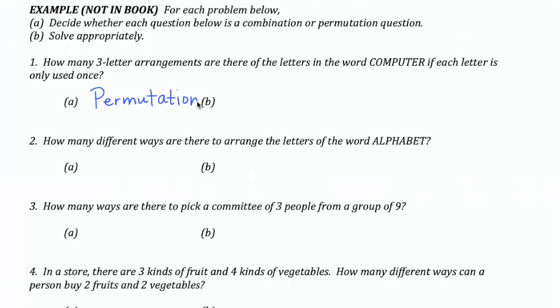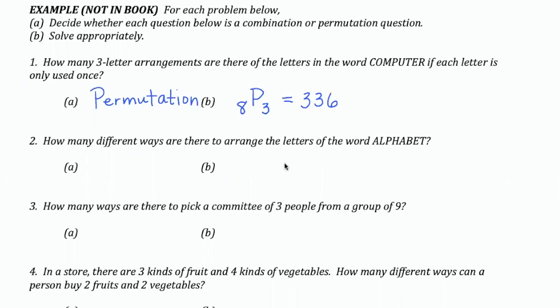Once we know it's a permutation, we're going to count up the total number of letters in the word computer, which is 8. And of those 8 letters, we are being told to use 3 in an arrangement. So we would need to calculate the value of 8P3. There are 336 different arrangements.